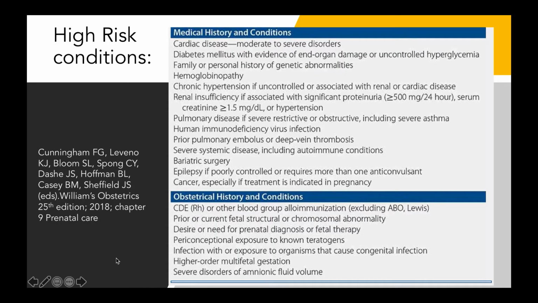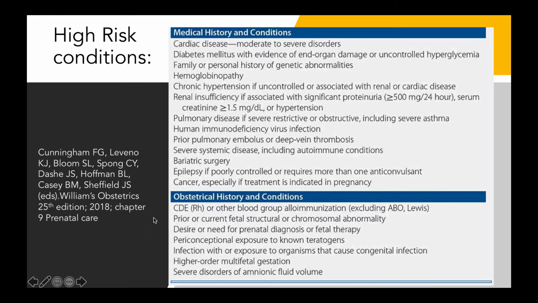So here are some examples of high-risk conditions. Women with cardiac disease, diabetes mellitus, women with a family or personal history of genetic abnormalities, hemoglobinopathy, chronic hypertension, renal insufficiency, pulmonary disease, HIV, prior pulmonary embolus or DVT, severe systemic disease, bariatric surgery, epilepsy, and cancer.